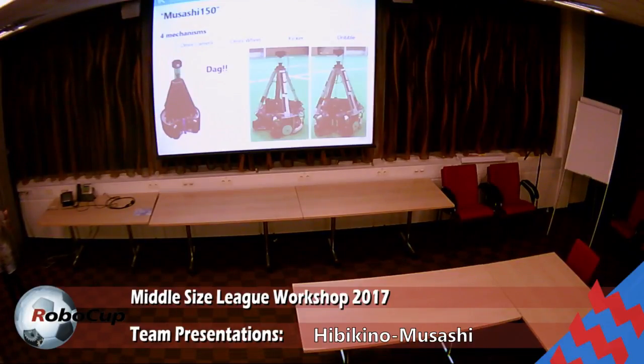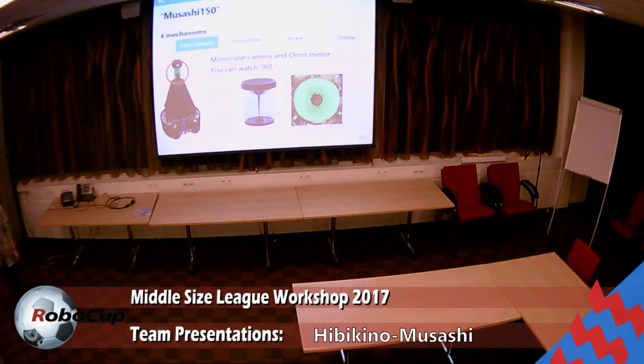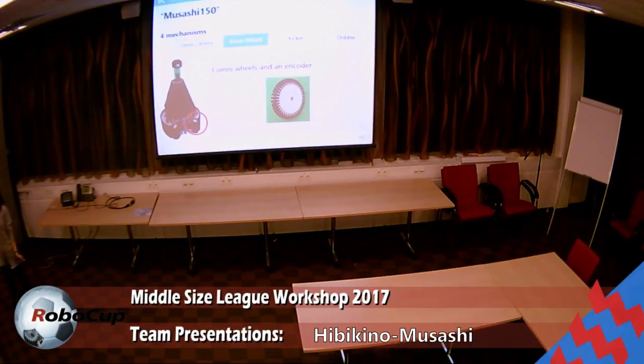They have 4 mechanisms: omni camera and omni wheels, kicker, and dribbler. With the omni camera, they can watch 360 degrees with a camera and omni mirrors. Next, omni wheels. They have 3 omni wheels with encoders. So they can move front and back, left and right, and they can turn.